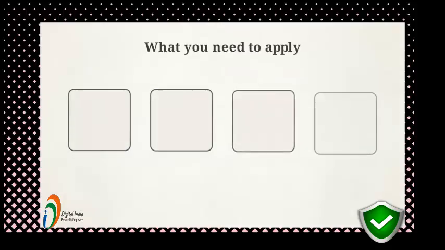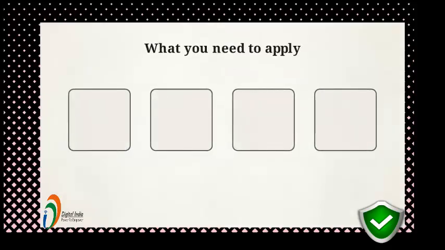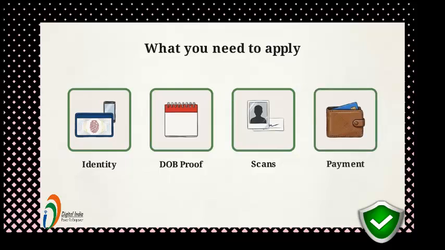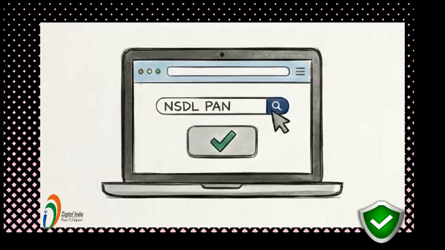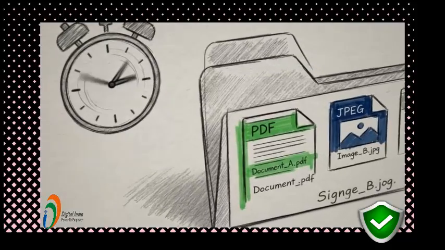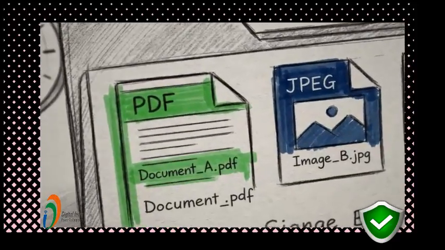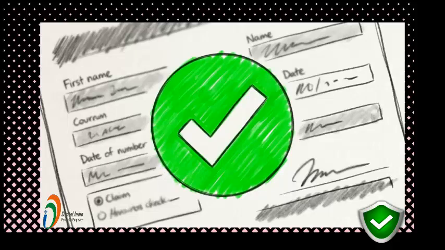To pull this off, you need 4 things ready on your desk right now: an Aadhaar card linked to a phone number, a document proving your date of birth, scanned files of your photo and signature, and a way to pay online. Open up your browser, search for NSDL PAN, and click the official portal link to start. Having your files prepped before you open that portal ensures your session won't time out while you're searching for documents. It keeps the application moving and guarantees your submission goes through on the first try.